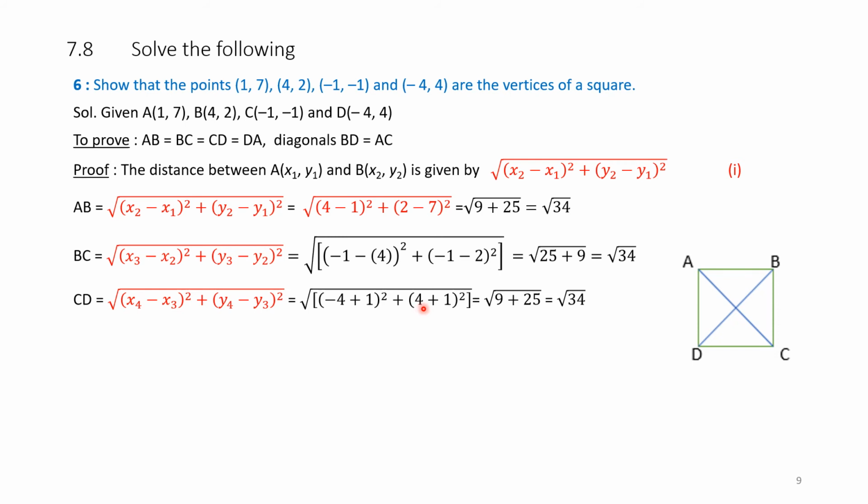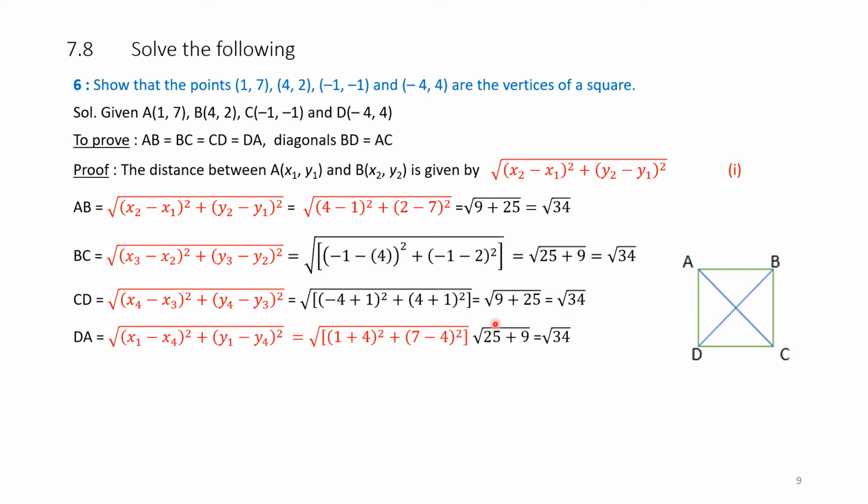y4 is 4 and minus of minus 1 is plus 1 whole square. Therefore, this becomes minus 4 plus 1 is minus 3. Minus 3 whole square is plus 9, plus 4 plus 1 is 5. 5 into 5 is 25. That is equal to square root of 34. So, CD is also equal to square root of 34.